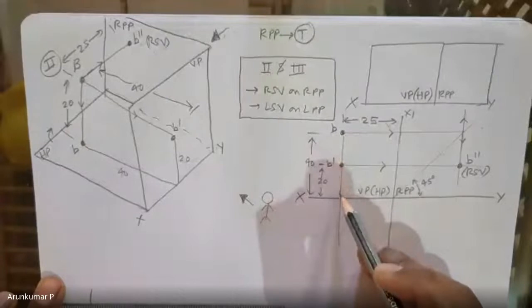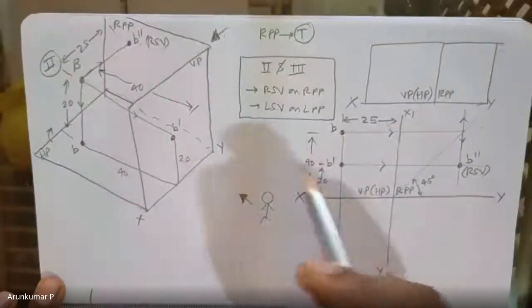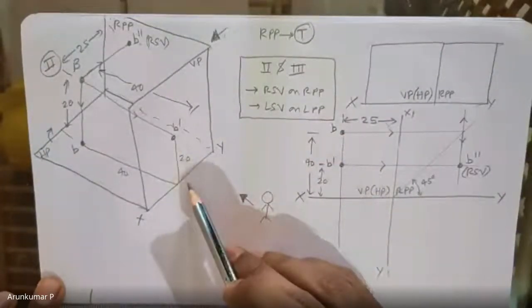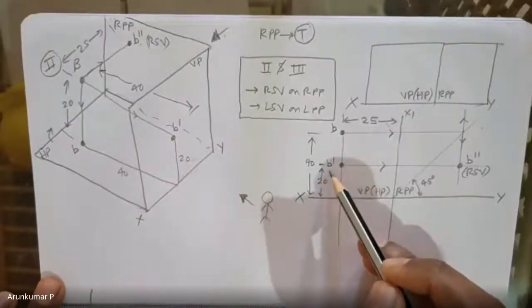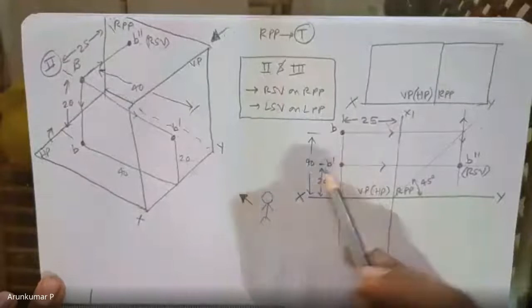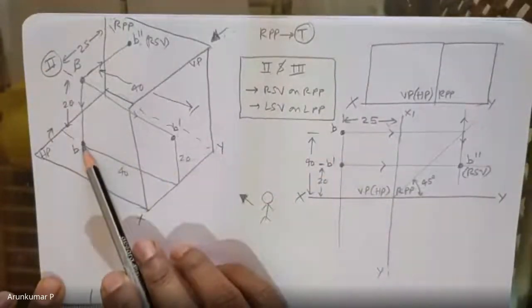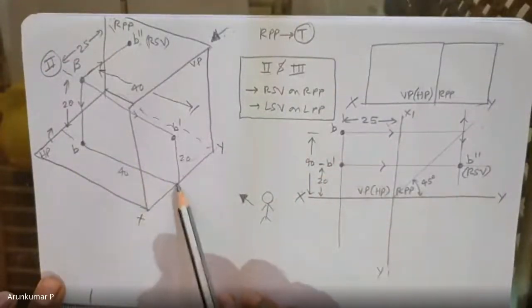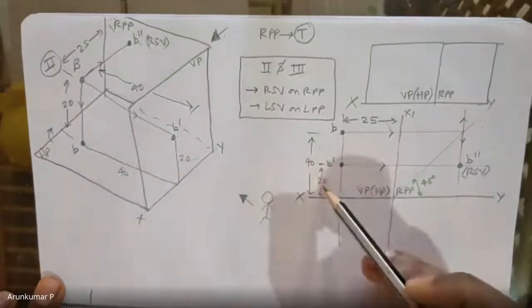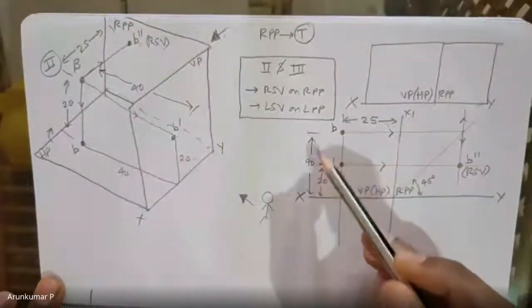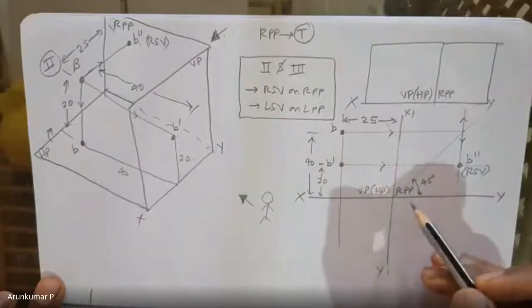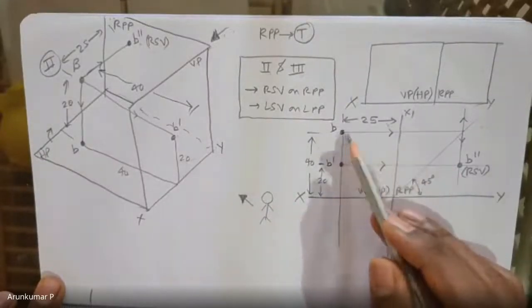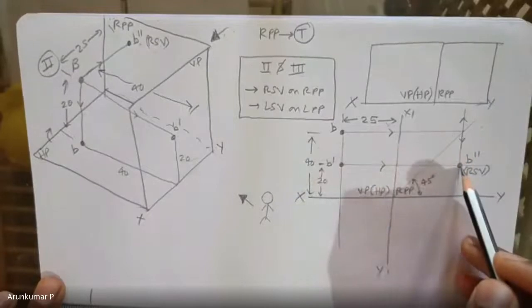Somewhere on this line you will get the front and top view. The front view is 20 mm above the XY line, so you draw the front view B dash 20 mm above the XY line. The top view B is 40 mm from the XY line, so you draw the top view B 40 mm from the XY line.